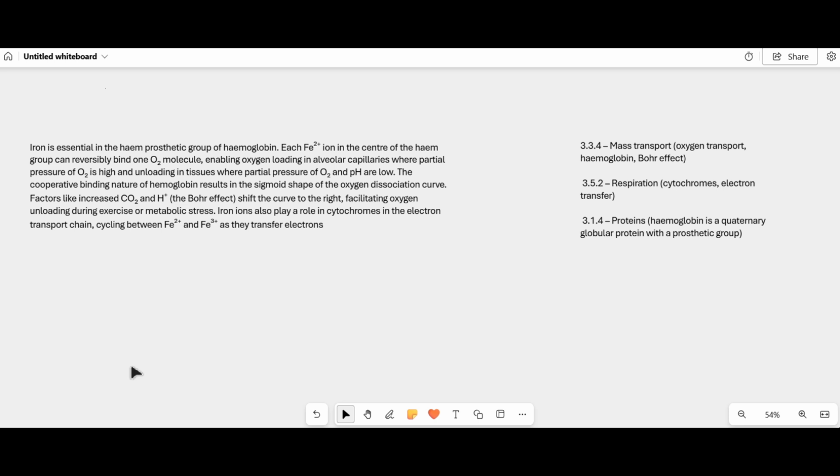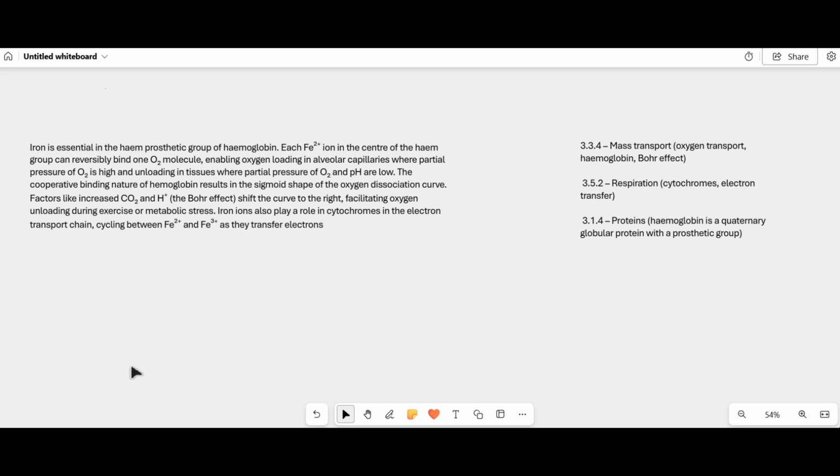Then you could say that the cooperative binding nature of hemoglobin results in the sigmoid shape of the oxygen dissociation curve. So that's again talking about the dissociation curve, and why it increases steadily due to cooperative binding, which is due to the iron prosthetic group, which is an ion. Factors like increased CO2, that's the Bohr effect, shift the curve to the right, facilitating oxygen unloading during exercise or metabolic stress.